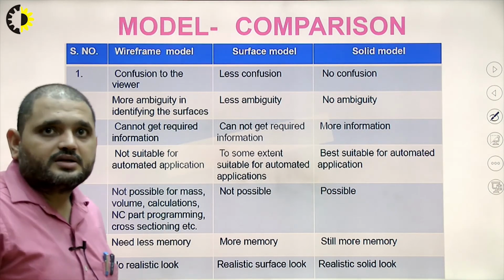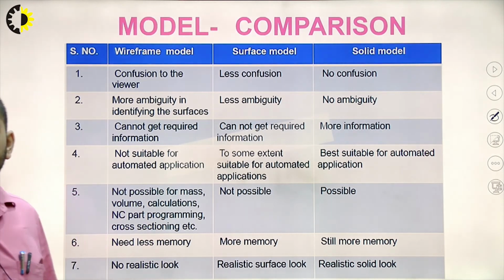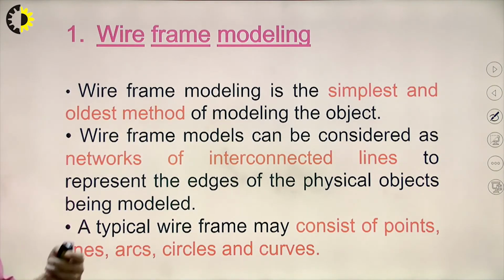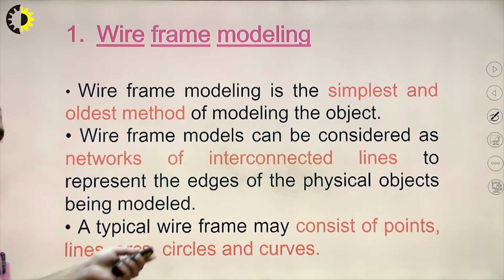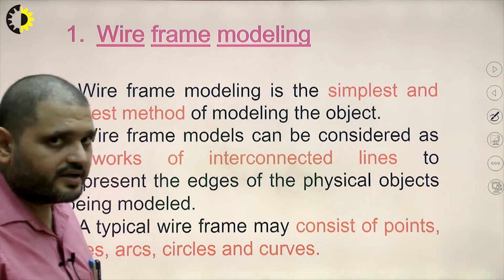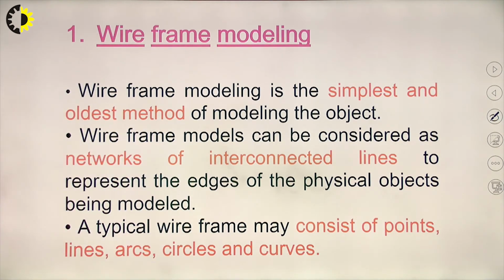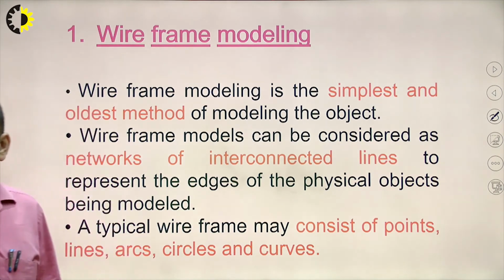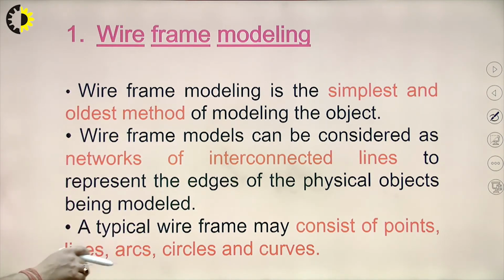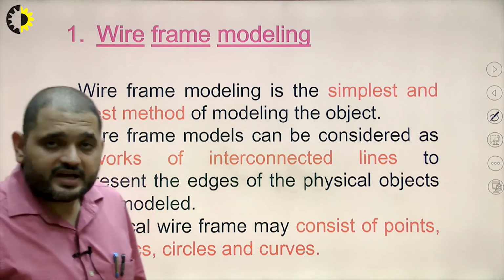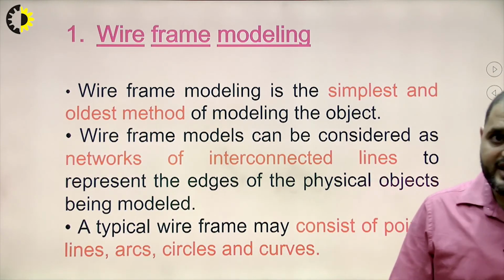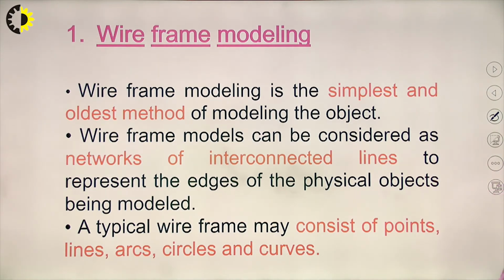So, model comparison, that is wireframe, surface model, solid model. We will come to this slide after some time. First we will learn about wireframe modeling. Individually we will learn about all the 3 models, then we will come to the comparison slide. First, wireframe modeling is the simplest and oldest method of modeling an object. Wireframe can be considered a network of interconnected lines to represent the edges of the physical object being modeled.